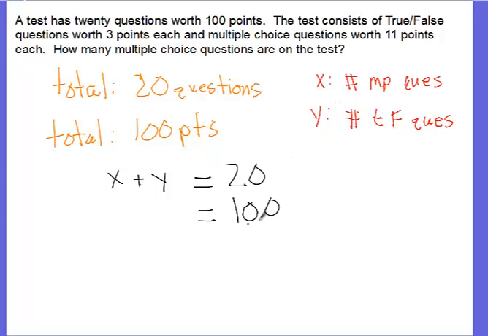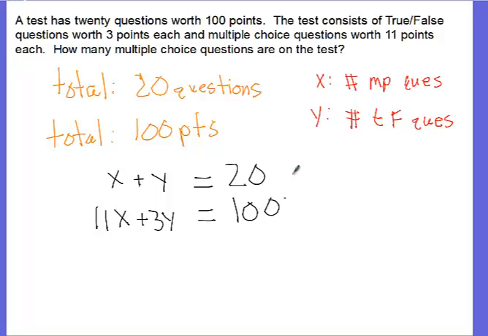That's easy. Then 100 talks about the points on the test. Well, we know that, again, we have to add up x and y because those are the questions we have. Okay, but we have to look back and see how many points each question was. Well, the true and false questions were 3 points, and true and false is our y, so it's actually going to be 3y, and there's 11 points for each multiple choice question, so it's 11x.